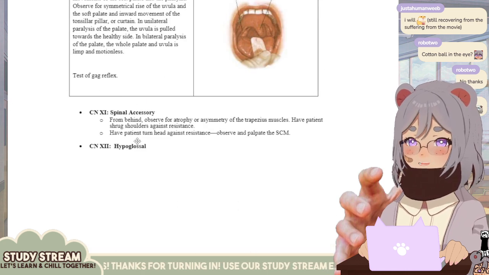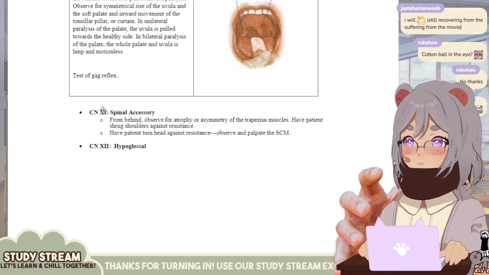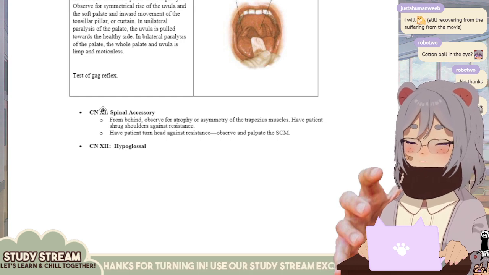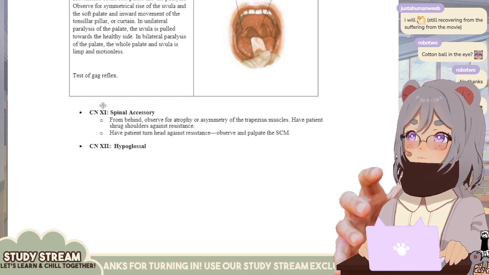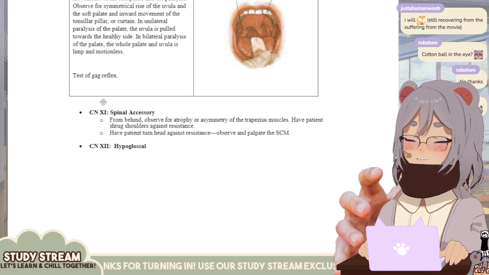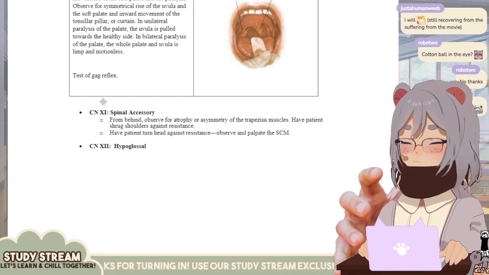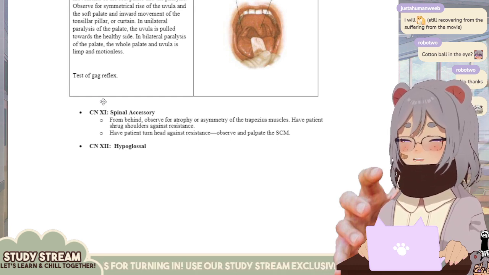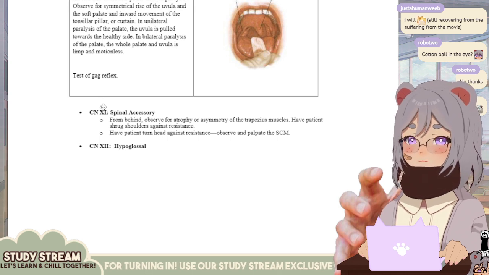Alright, cranial nerve 11, the spinal accessory. We know that our trapezius, or some of the neck muscles that we have, are innervated by it. So you can ask the person to shrug, and we'll try to break their form by pushing our weight onto them. That's how we do an indirect manual muscle test for that.